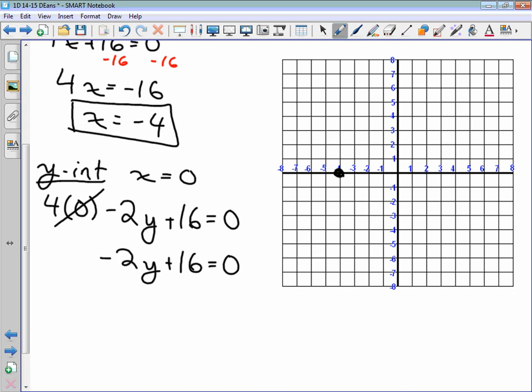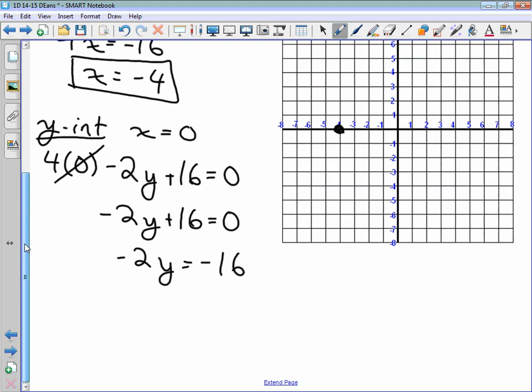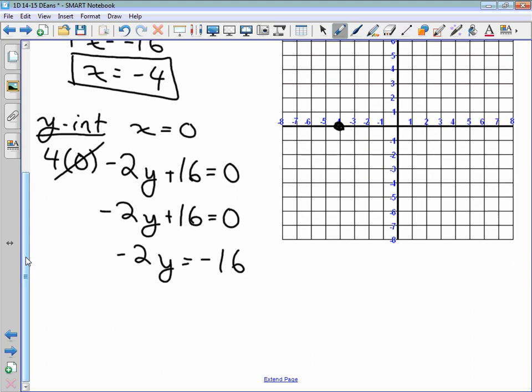And I want to solve for y here. So what am I going to do? Okay. And I'll get negative 2y is negative 16. And what do I do from here? Right. Divide both sides by negative 2. And that's going to get me y equals positive 8.